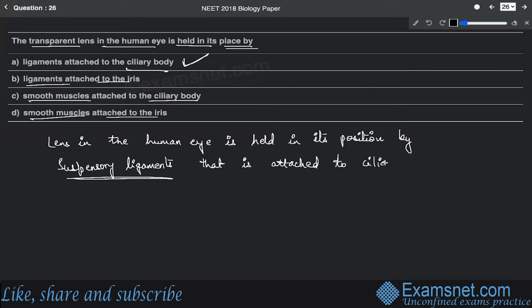Ciliary body. All right, so that's why option A is the correct answer. Smooth muscles has nothing to do with the ciliary body or attachment. So definitely these are not the options. And ligaments attaching to the iris, no, because iris basically forms the central part of the eye. So definitely the attachment is on the outside parts, not on the inner part. So definitely this option is also wrong. So option A is the correct answer.